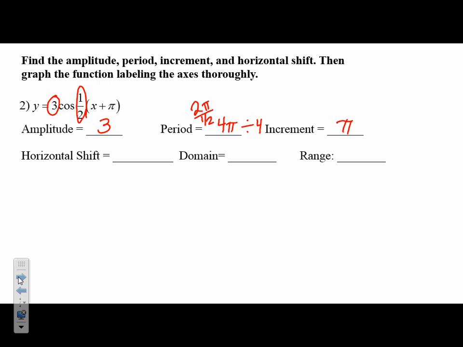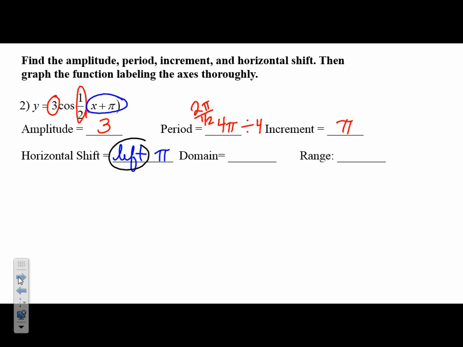What is the horizontal shift that we're going to do here? That's located in this set of parentheses. Now it says x plus pi. That means we have a shift left pi. Okay, so we need to go to the left pi, and that's going to be the new axis that we draw. So we're going to go ahead and set up our graph now.